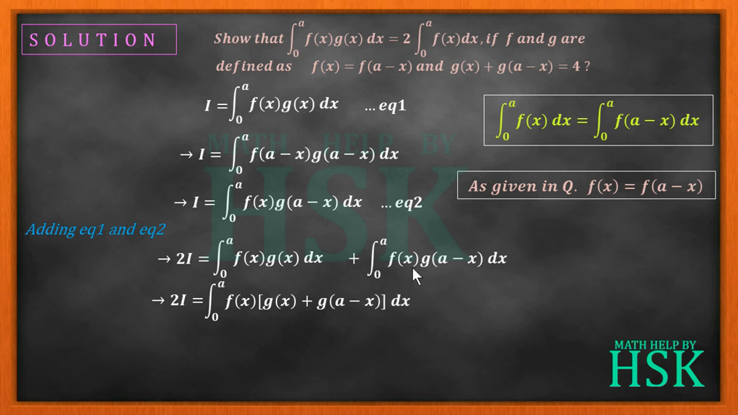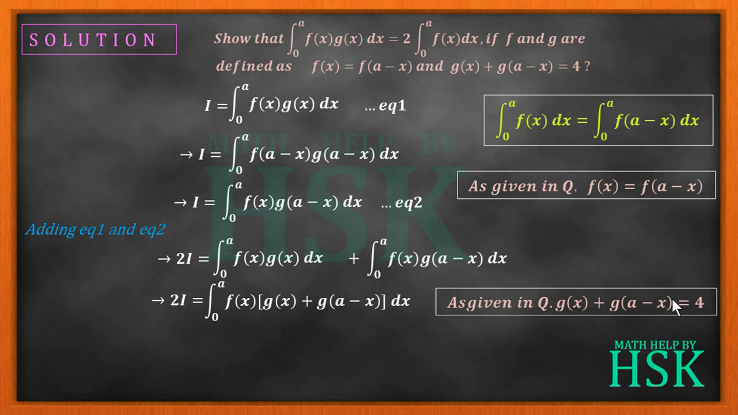Now you can see that for both these terms I have taken f of x as common and g of x plus g of a minus x is written inside the bracket. So after taking common, we get this expression from taking f of x common from these two terms. Okay, now g of x plus g of a minus x is equal to 4. It is given in the question. So this can be replaced by 4. So I'm going to get 2I is equal to the integral of f of x into 4 dx from the limit 0 to a.